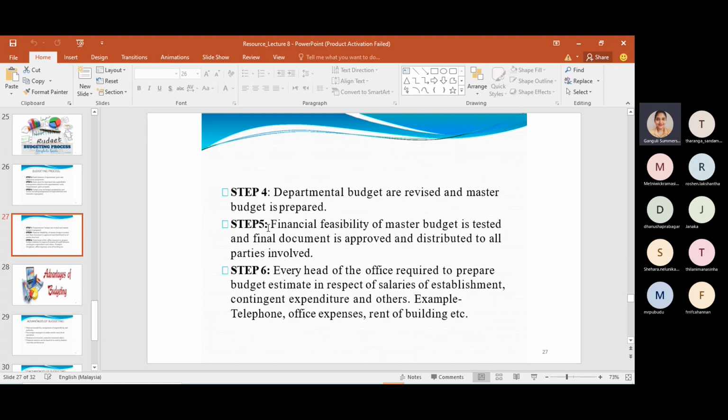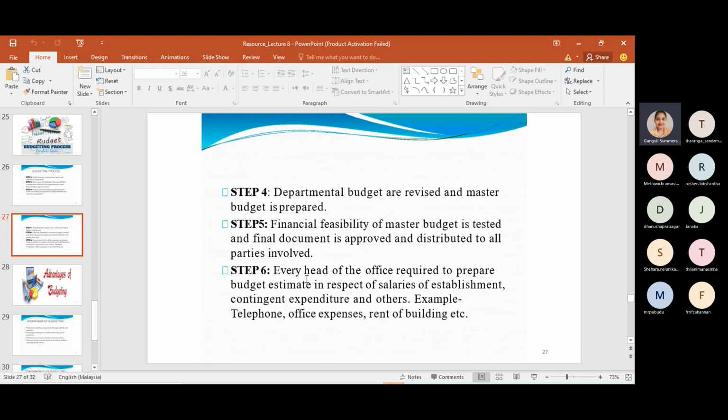Okay, so in step 6, every head of the office is required to prepare a budget estimate in respect of salaries of establishment, contingent expenditure and others. Example, telephone, office expenses, rent of building, etc. Okay, so this is like we discussed just a few minutes ago. Every head of the office or every head of the department should prepare their own budgets.